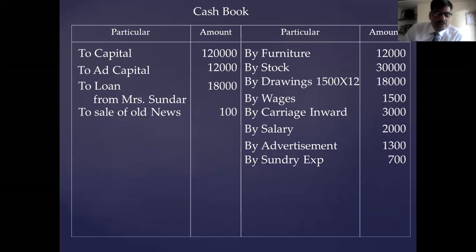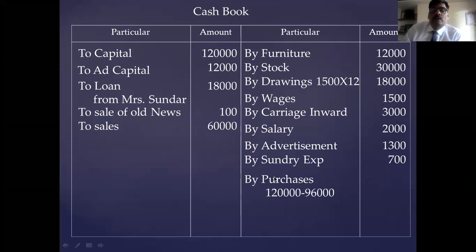Then total sales is there. Out of total sale, you have to deduct the cash sale. You will get the credit sale. So you take the sales. This sale is nothing but cash sale. Cash sale is amounted to rupees 60,000. Okay. Then next is you have to take the cash purchase.